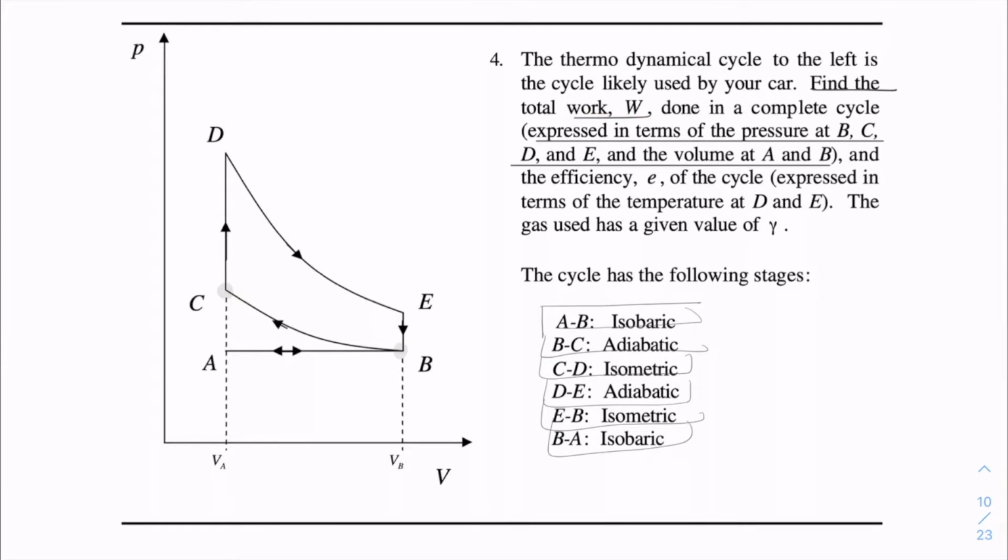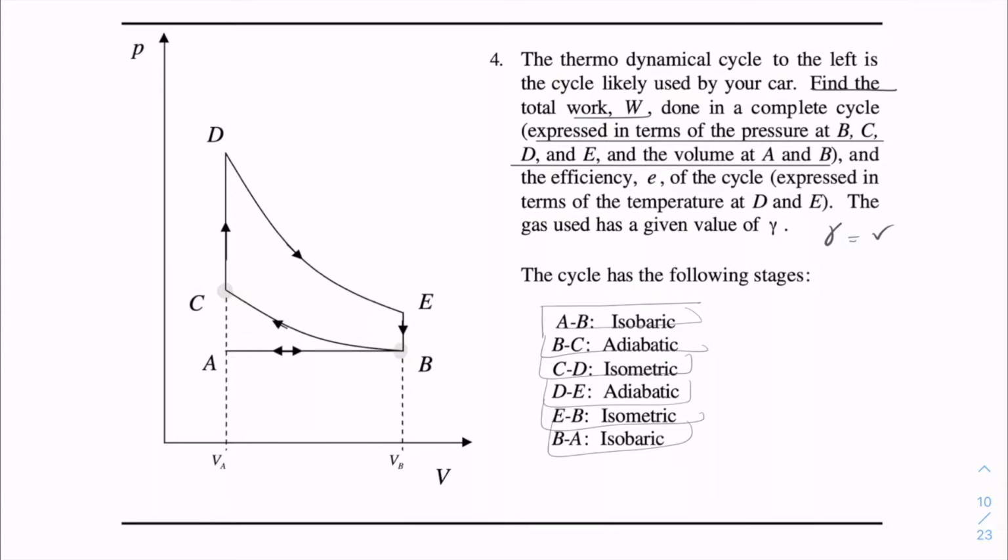We want to find the total work W done in a complete cycle, expressed in terms of B, C, D, E, the pressure for these points, and then the volume at A and B. And then we want the efficiency of the cycle expressed in terms of the temperature at D and E. So we're going to hope to figure out how to cancel some stuff there. The gas used has a given value of gamma. So we have this gamma.